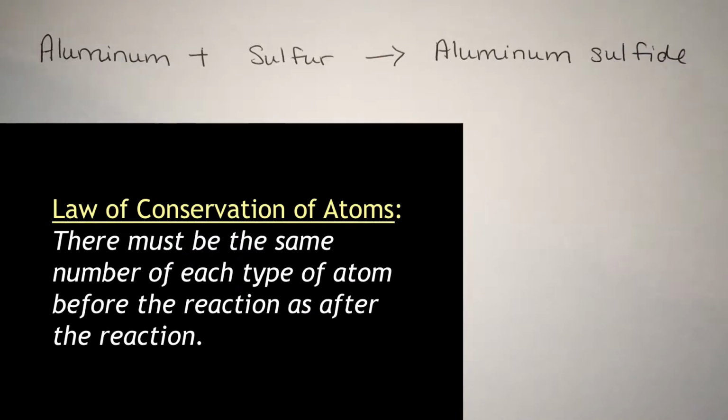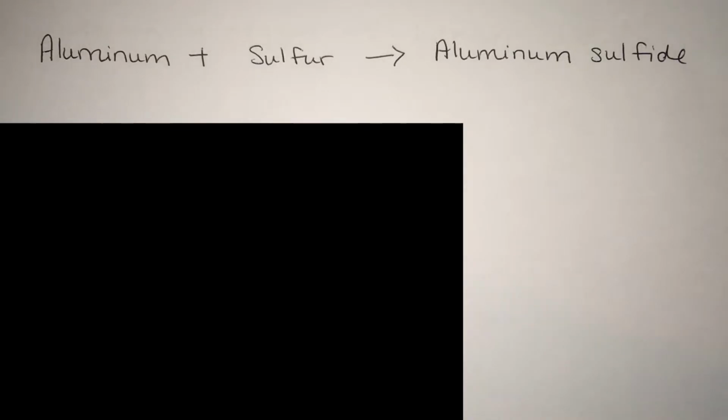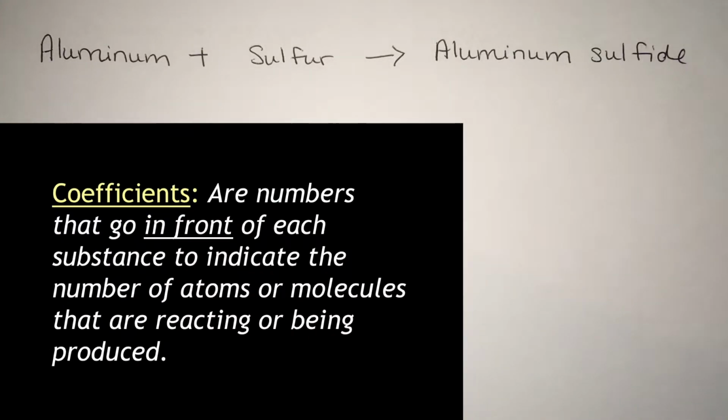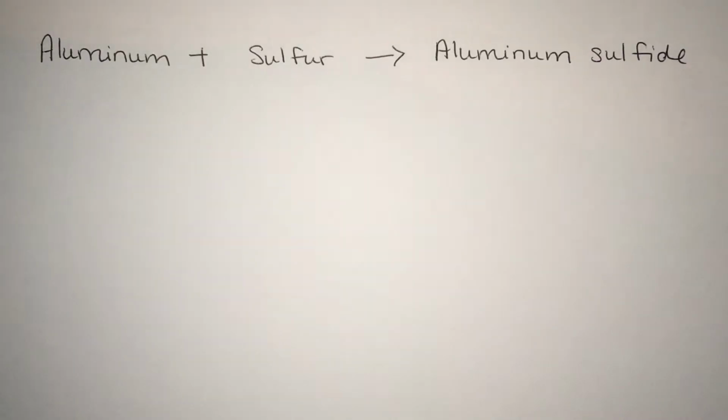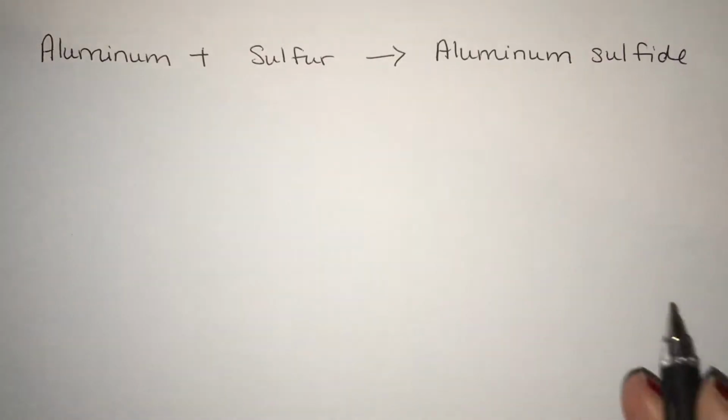All right, so the law of conservation of atoms just means that there must be the same number of atoms on the reactant side of the equation as there is on the product side. I'll show you an example of that during our first example, so we don't do a bunch of examples over the same thing. Coefficients are just numbers that we put in front of each element when we balance these equations.